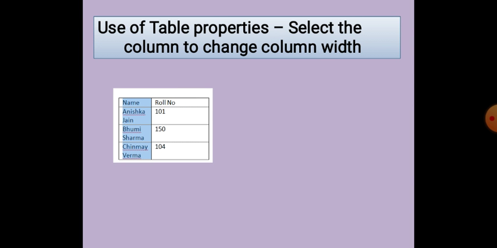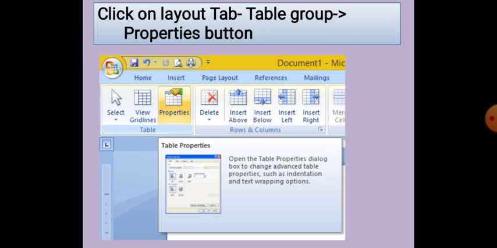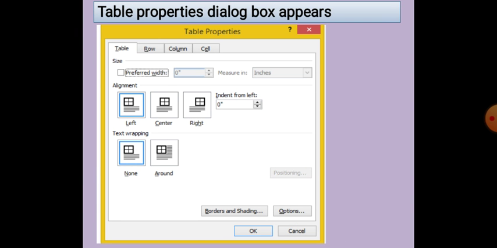Now one more method we will understand with the help of table properties. Children, first of all we have to select the column whose width we want to change. Then we will come to the layout tab, and in the table group there is a properties button. We will click on the properties button, and the table properties dialog box appears. In that, children, there are 4 tabs on the top. We have to select the tab according to our need.